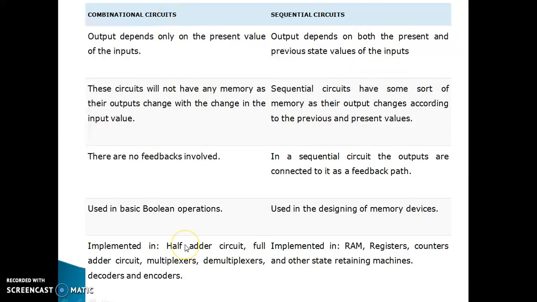Combinational circuits are used in basic Boolean operations, whereas sequential circuits are used in designing memory devices. Examples of combinational circuits are half adder, full adder, multiplexer, demultiplexer, encoder, decoder, etc. Whereas examples of sequential circuits are shift register and counter.